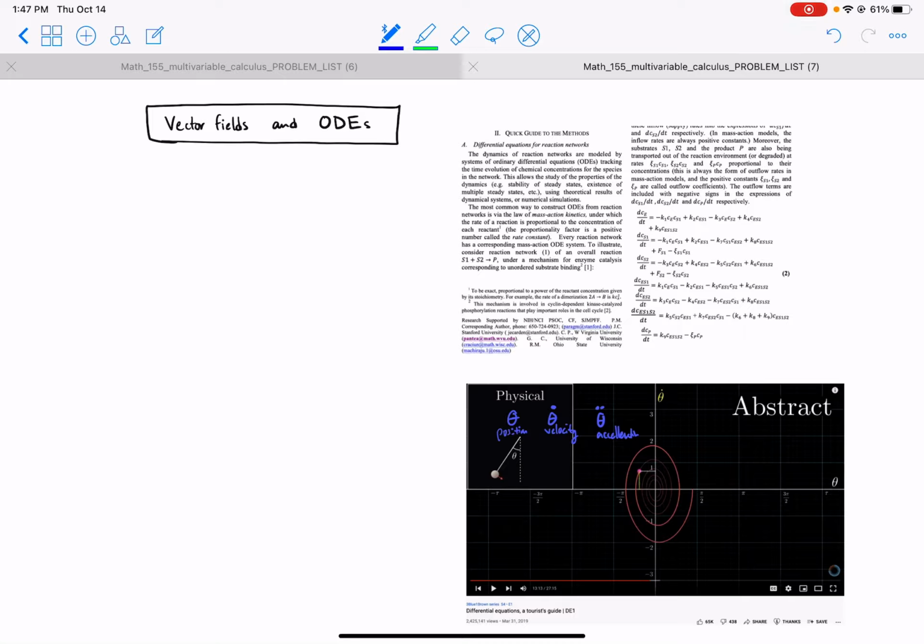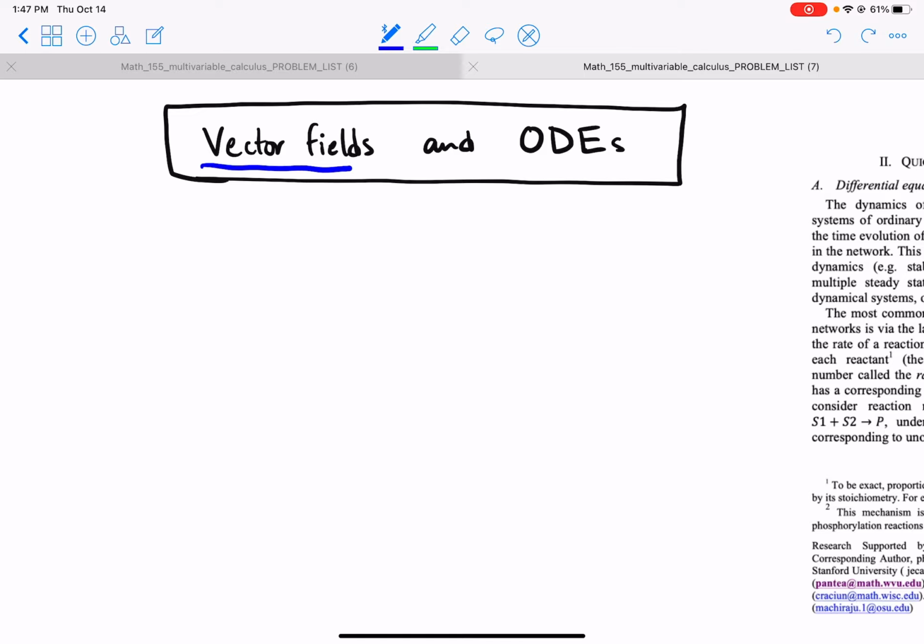Hi everyone. We're going to talk about vector fields and differential equations, or ordinary differential equations. ODEs are a whole separate subject; you could spend your whole life studying ODEs. So we're only going to see a little bit of it, but it's important to see it because it's how calculus comes up in science. Well, one of the ways. So vector fields and ODEs turn out to be the same.